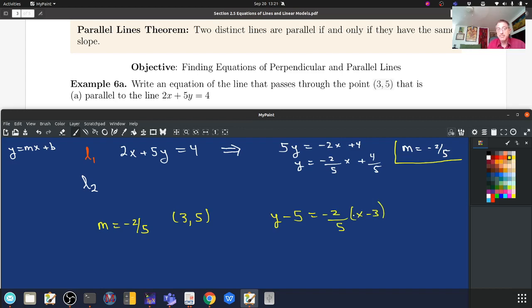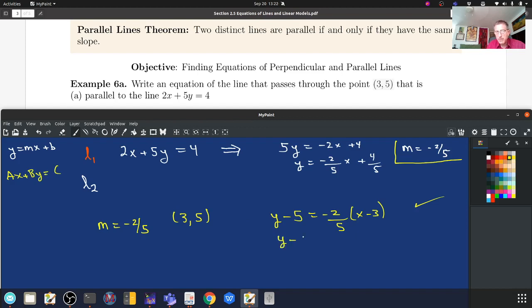And we're done. This literally does it. Now, if you want to see what it is in this form here, it says write an equation of the line. This is an equation of the line. Now, if I wanted to write it in the general form, which is 2x plus 5y is equal to 4, in the form ax plus by is equal to c, if it were to ask you that, you'd have to do some work.